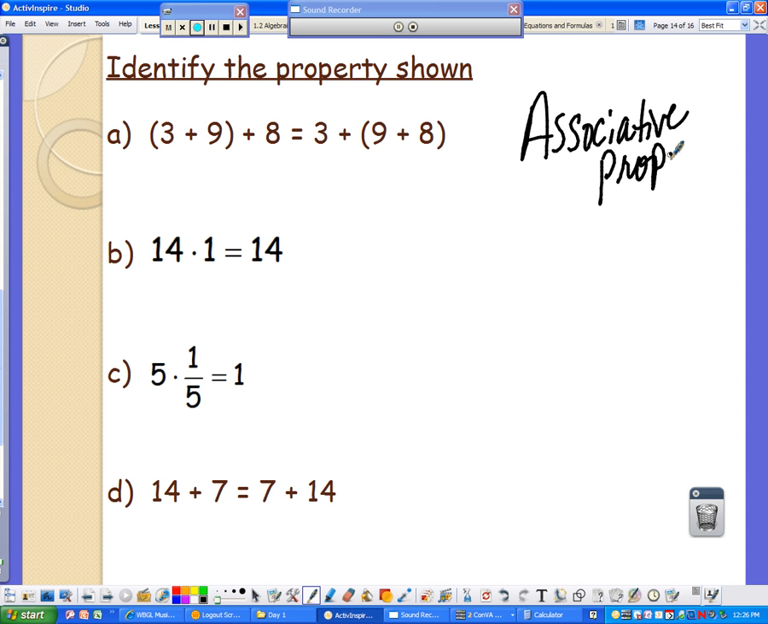On B, 14 times 1 gives us 14. So we started with 14, we multiplied it times something, and ended up with 14. So anytime we multiply it times 1, remember that's the identity property. And C, we started with 5, we ended up with 1 when we multiply. So remember, we multiply by the reciprocal. We take 5 and flip it over, we get 1/5. That's the inverse property.